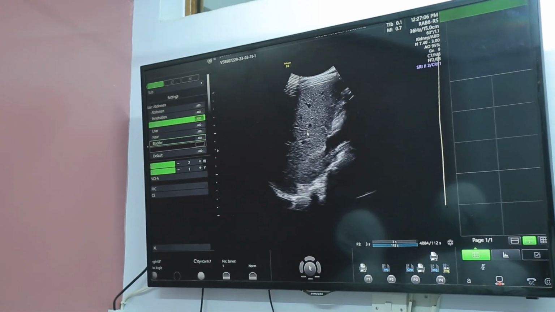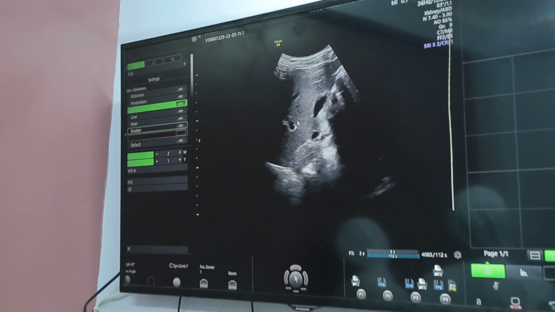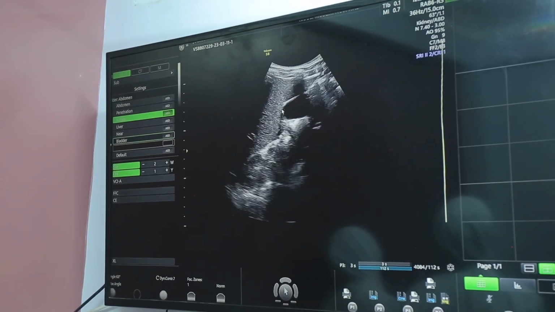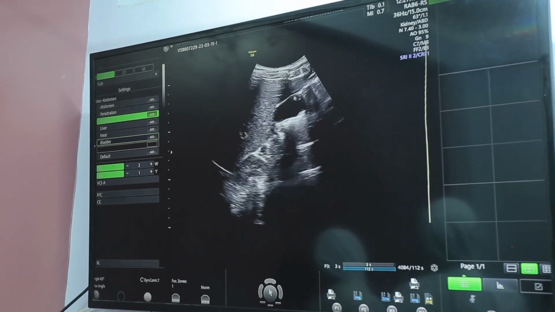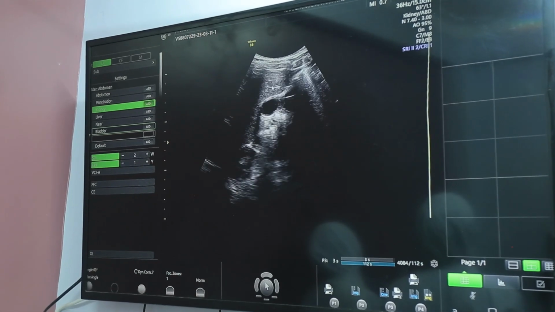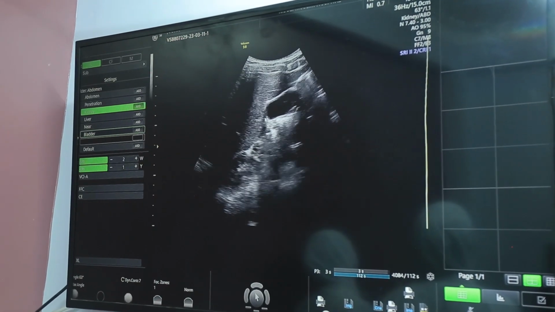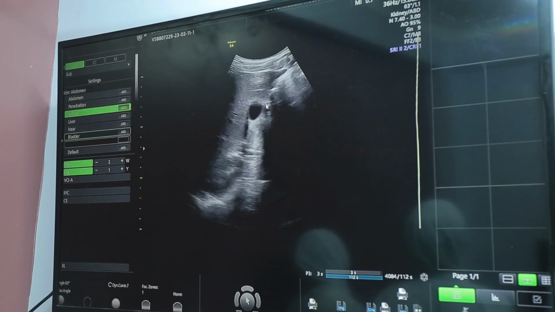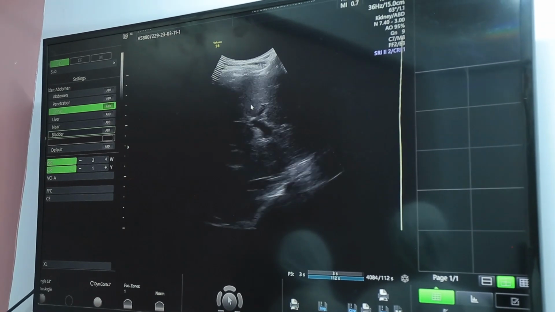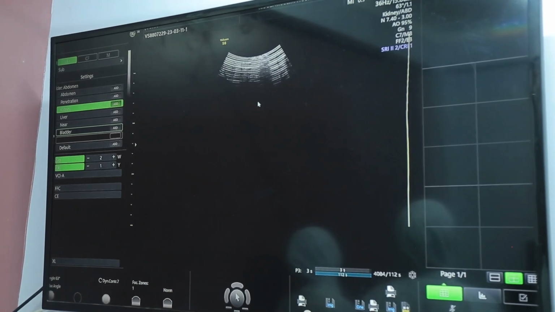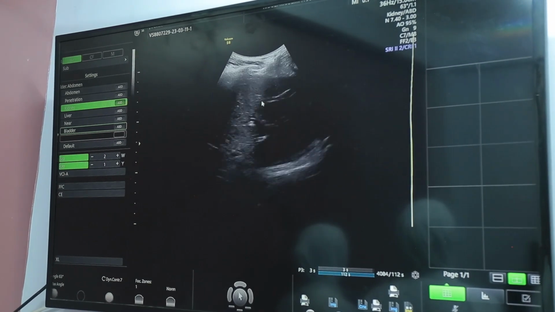All right, good. You see this black structure here that is pear shaped. This is our gallbladder that is filled with bile. Make your stomach big. Okay, good.